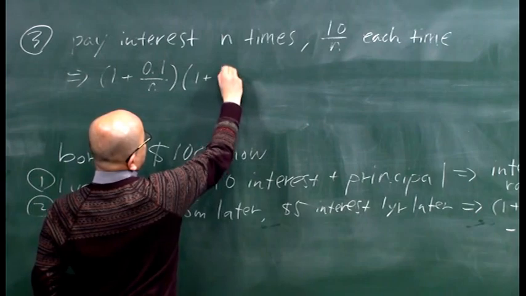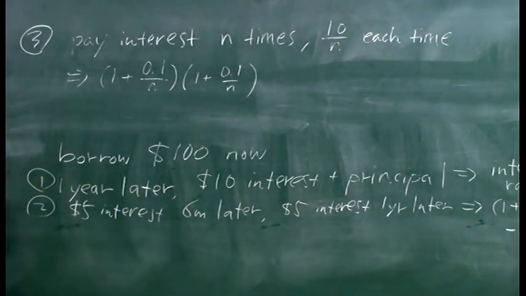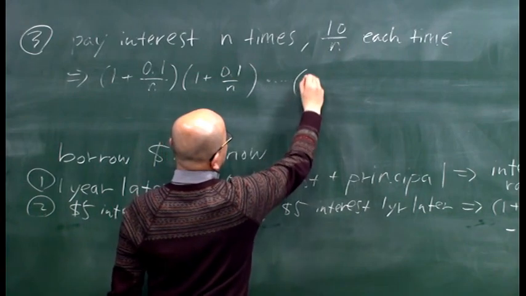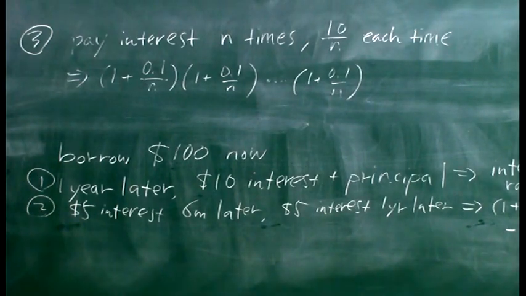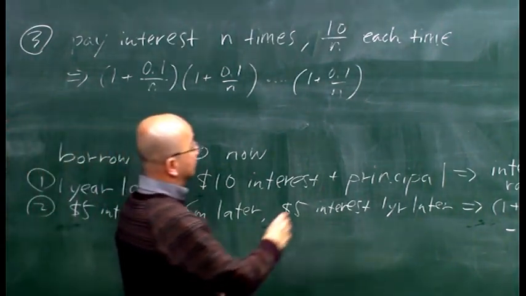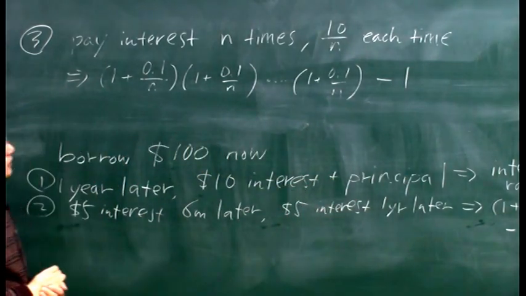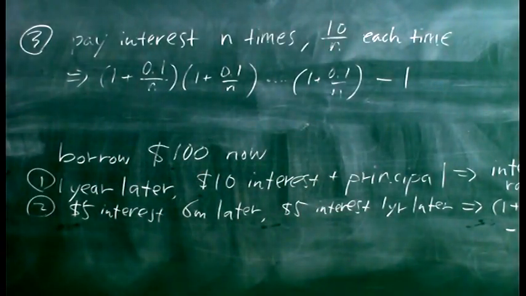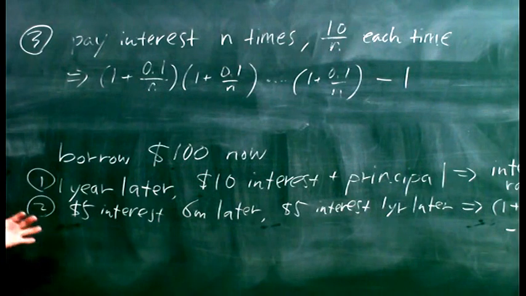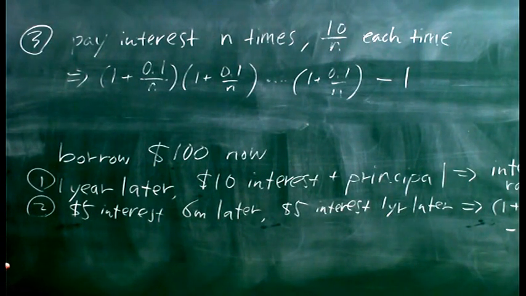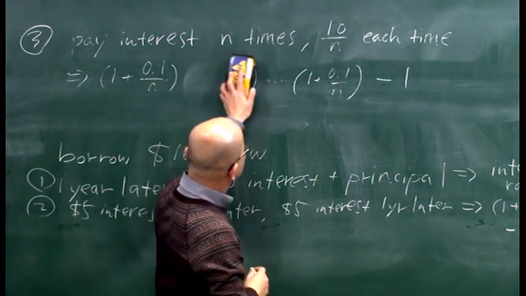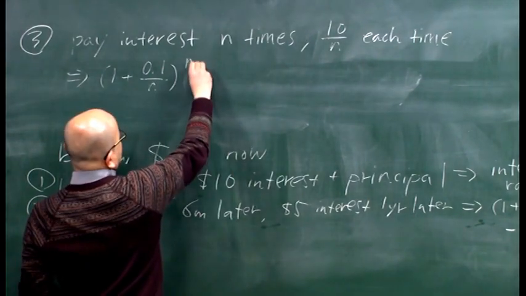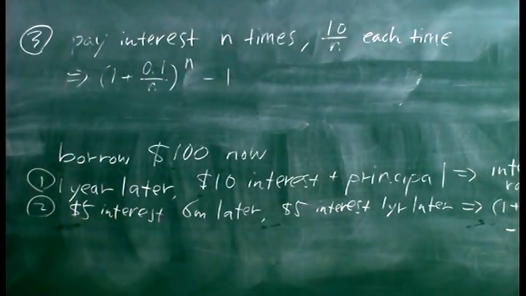Then for the second interval, you repeat the same thing. There will be n of this expression, and you subtract 1. This will be the effective interest rate when you pay $10 by splitting $10 into n pieces and paying $10/n each time. Maybe you can write this like this to make it simpler.